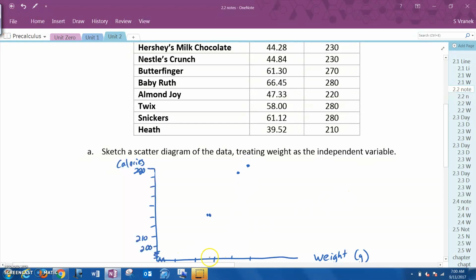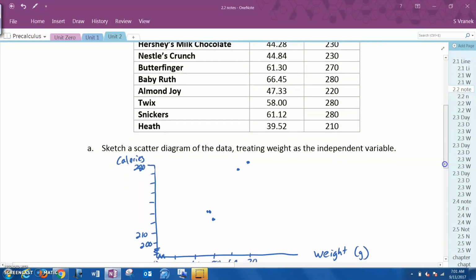47, so that's 30, 45, 47. Actually, I'm a little off on these, but 47 gives you 220, which is actually down here. So that dot's a little off from what the other ones are. So that's 40, 50, 60, 70. So we have 58 right before 60, and we're all the way up at 280 for that one. 61 is up at 280. And then we are at 39 or 40, and we're at 210.